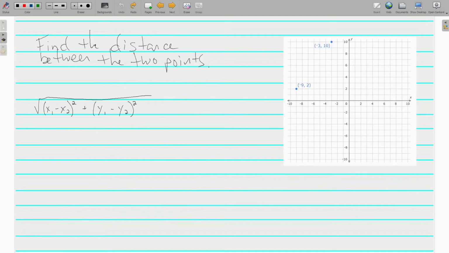I think I have distance formula up first. It says find the distance between the 2 points. We've got -9, 2, and -3, 10.